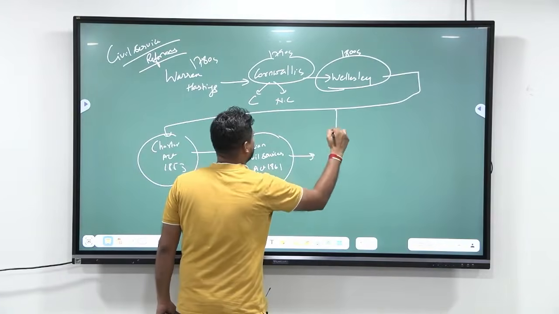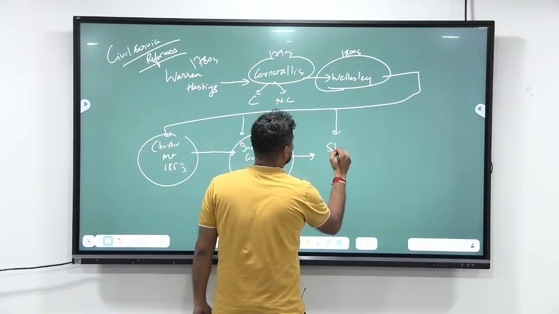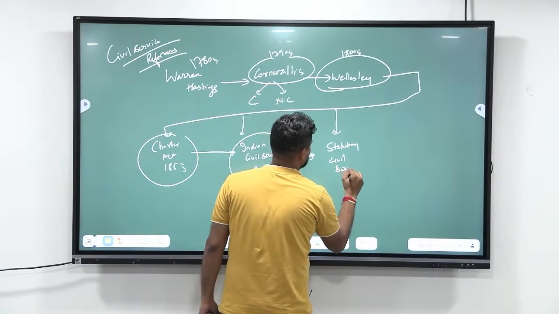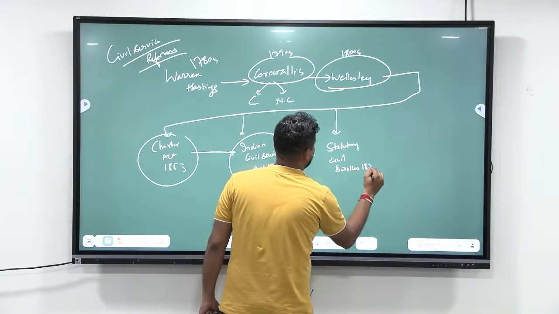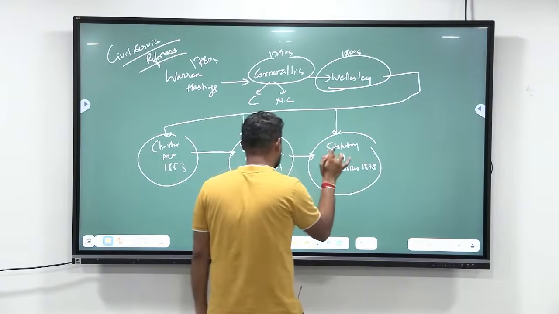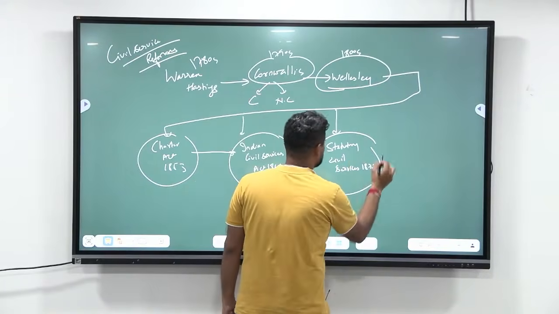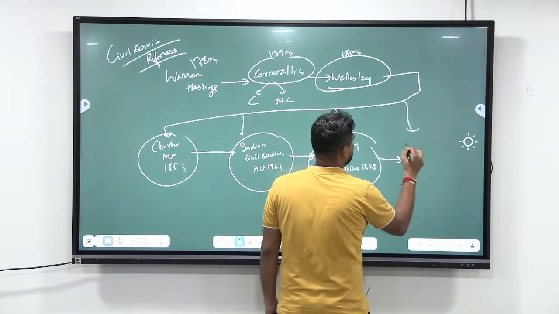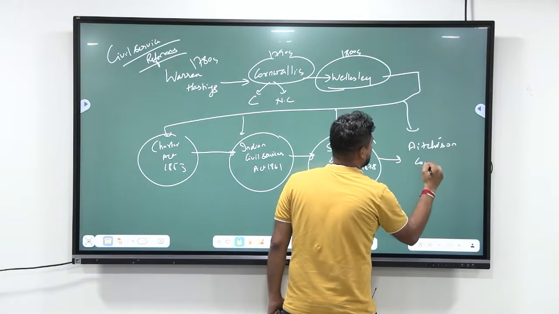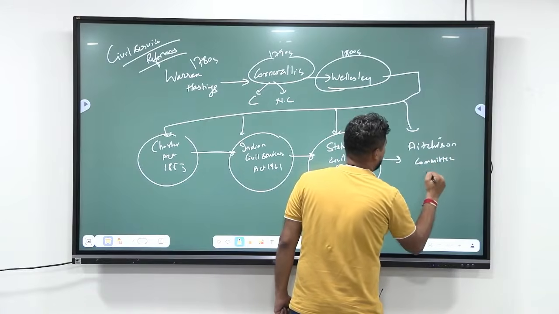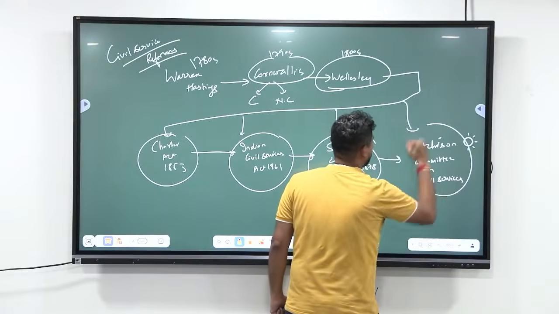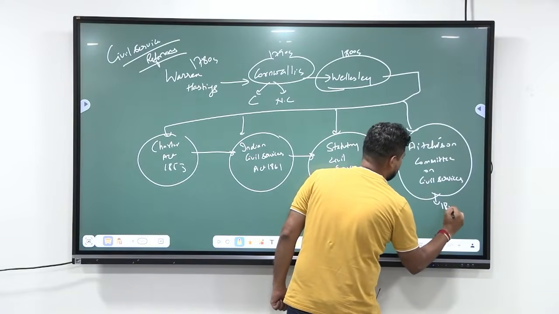Okay, the next important one is Statutory Civil Services 1878. Basically, this was attempted by Lytton. It will not be implemented, but this was attempted by Lytton. The next important is Aitchison Committee on Civil Services during the time of Lord Dufferin. Okay, Aitchison Committee on Civil Services 1886.